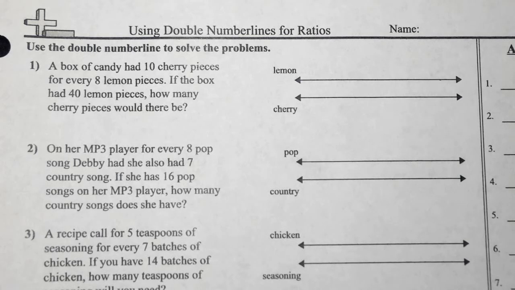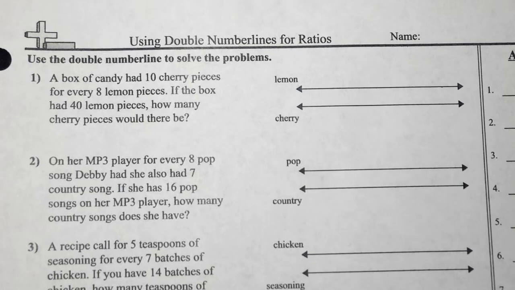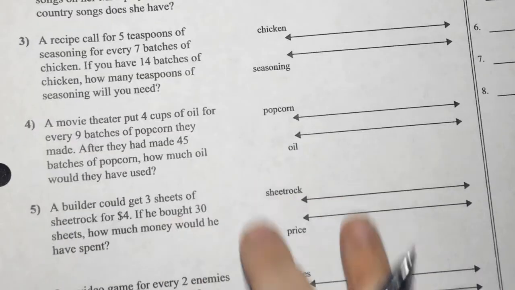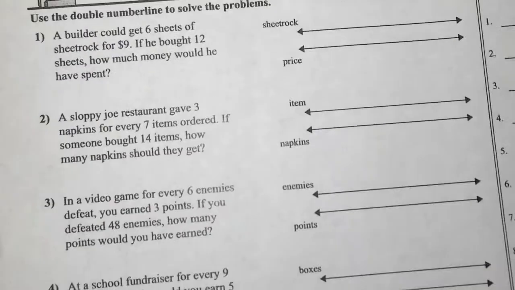Okay, so we just got our worksheet for today that's talking about using double number lines for ratios. Now we're going to be using this worksheet for our notes and for our homework. We're going to work the first few problems together, and then for your homework you will finish the rest of the front and you will finish the back.